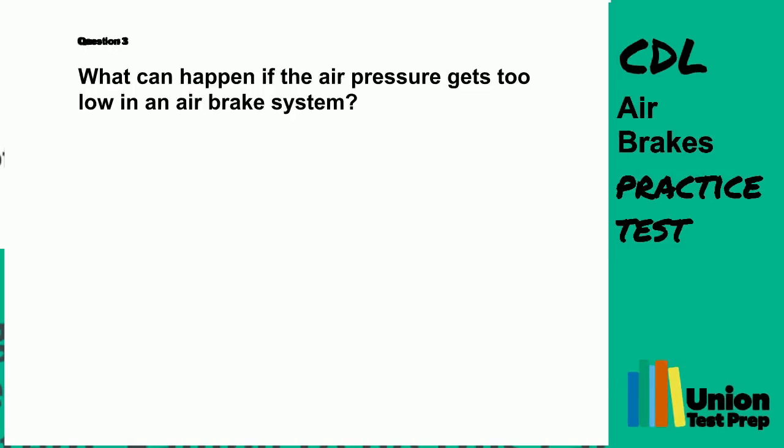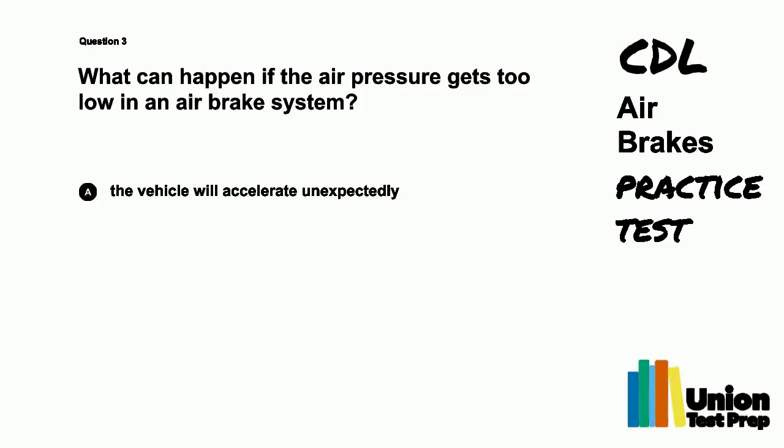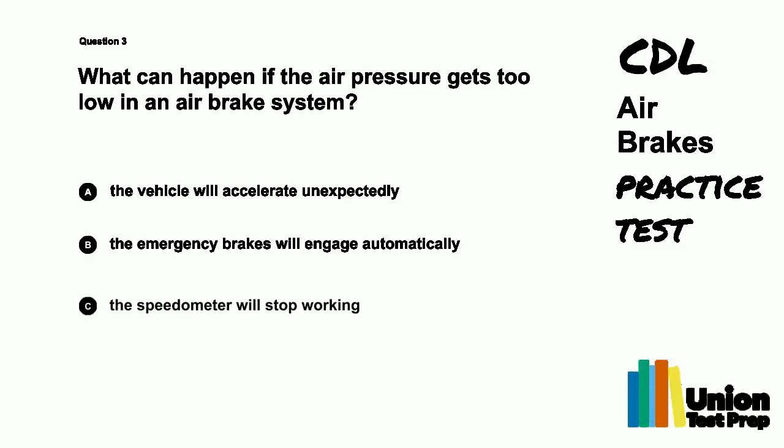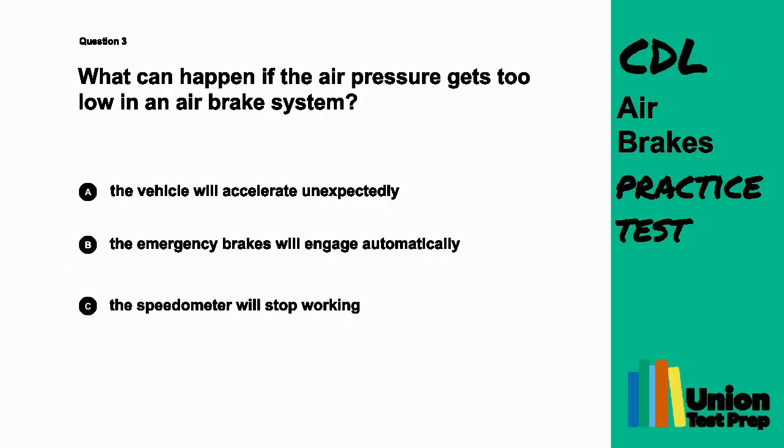Question 3. What can happen if the air pressure gets too low in an air brake system? A. The vehicle will accelerate unexpectedly. B. The emergency brakes will engage automatically. C. The speedometer will stop working. D. The vehicle's battery may drain.